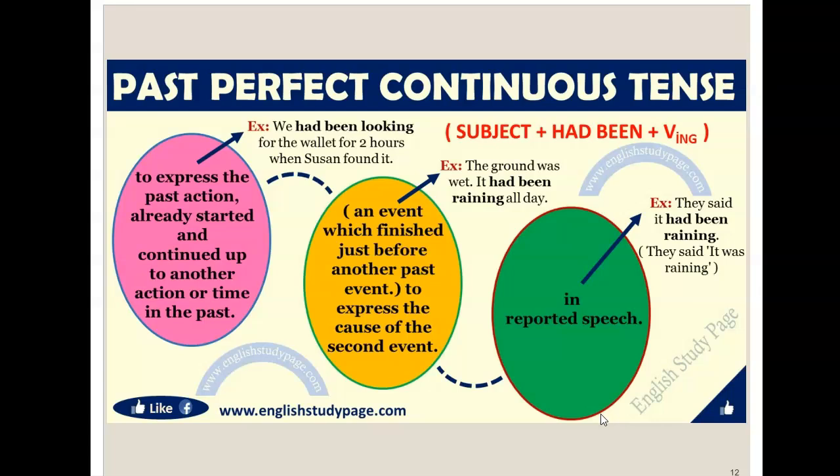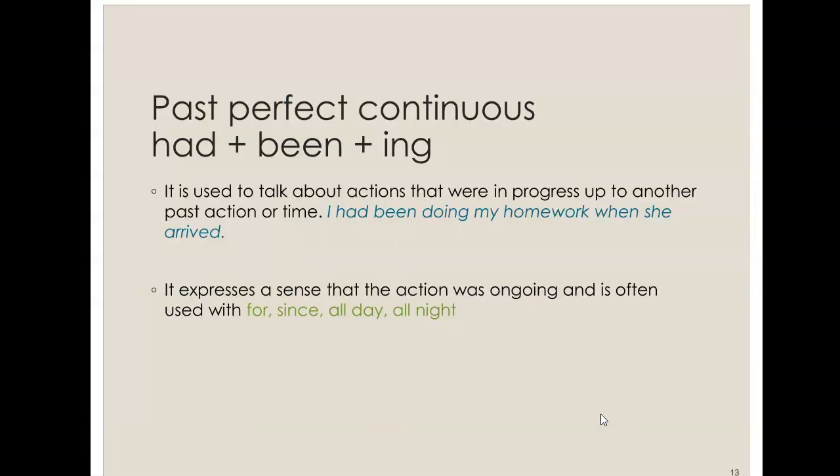The ground was wet, it had been raining all day. In reported speech, they said it was raining, they said it had been raining. So the structure is subject plus had been plus verb with ing. It had been raining. They said it had been raining. So the ground was wet, it had been raining all day. Past perfect continuous: had plus been plus verb-ing.